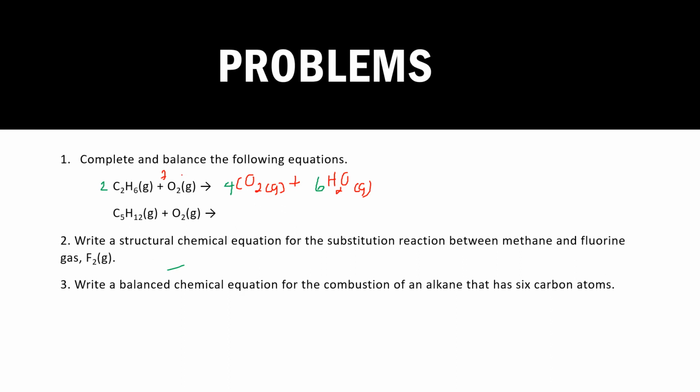So we do the other one also. Again the products are the same, CO2 gas plus H2O vapor. So carbon 5 of them, hydrogen 12 of them, oxygen 5 times 2, 10 and 16, so therefore 8. So that is how we balance this equation.